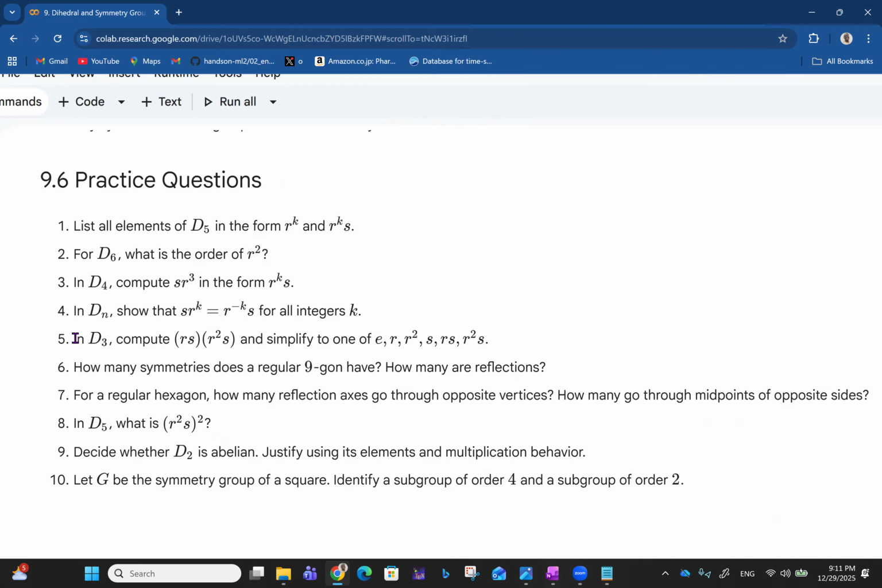So imagine here in D3, compute R squared S and simplify to one of these. Of course, this is R cubed S squared. So R cubed in D3 is E because n is 3. So R cubed is E, S squared is also E. So at the end of the day, this is simply E, just like we have been used to. And so on and so forth. So try your hands on it.